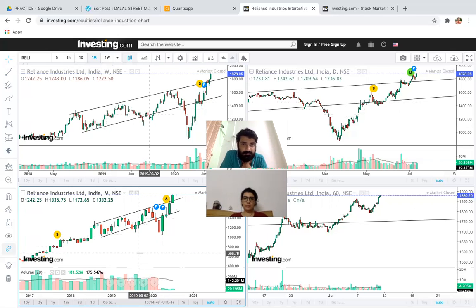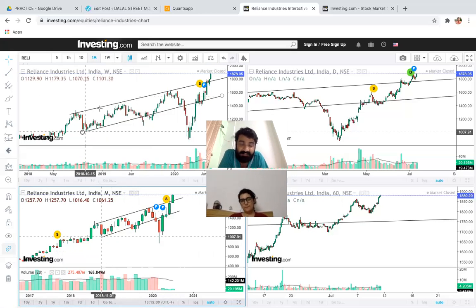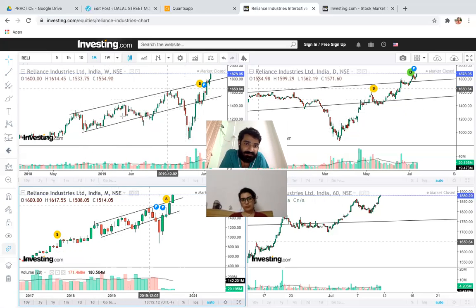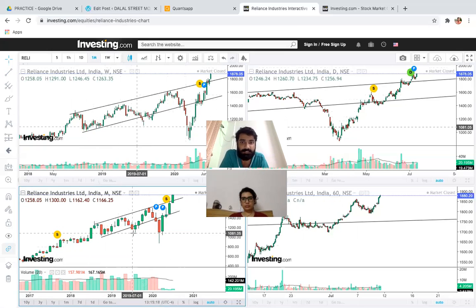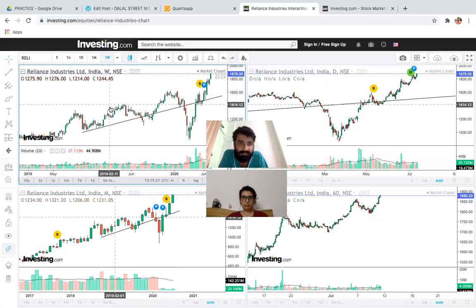And when the breakdown happened in March 2020, from the support line it went down almost 200 to 300 points. Similarly, we can expect the same now that the breakout has happened on the resistance. And if you notice, the hourly chart, the weekly chart, and the monthly chart channel are almost coinciding. So, guys, Reliance Industries is ready to move up. That's what we feel. And even if there's a pullback, we expect it to come down to somewhere around 1780, 1790.